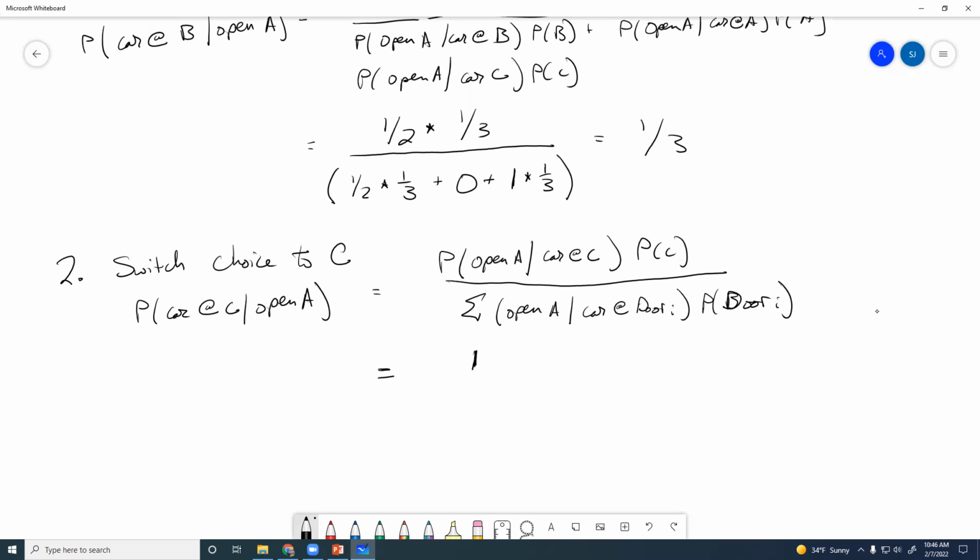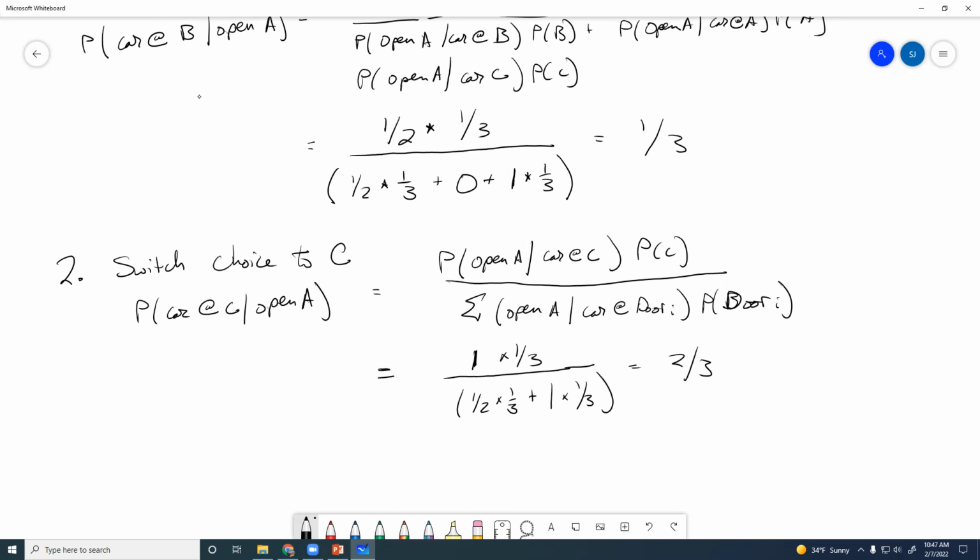So now we have a bigger probability up here. That's 1 times the probability that it's at C, so that's 1/3. And then we divide everything by 1/2 times 1/3 plus 1 times 1/3. So this is the difference: instead of 1/2, it's 1. Since you chose B, the probability that he would open A given that it's at C is 1. So that's the knowledge that Monty has that lets us update, and so you end up with 2/3 as the outcome.